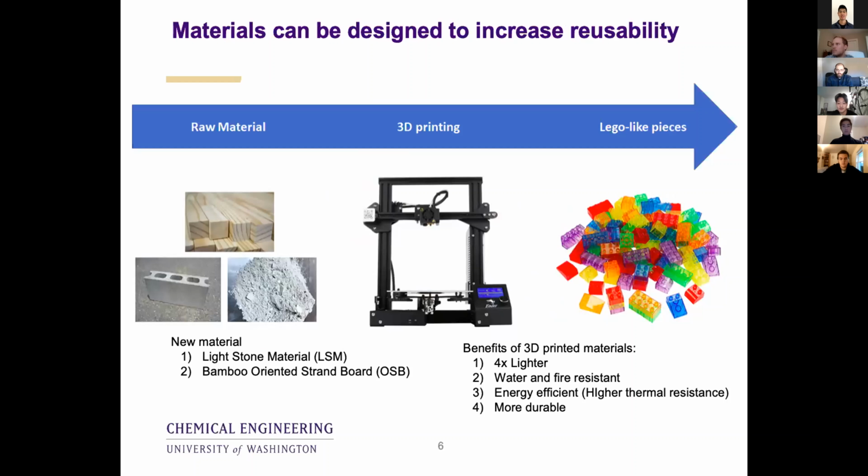We propose using 3D printers to control the shapes and sizes of new materials, such as light stone material and bamboo OSB to replace concrete and plywood. 3D printed materials are known to be 4 times lighter than similar concrete structures, water and fire resistant, energy efficient, and more durable. Also, because they were created using 3D printers, they can be designed so that we can easily assemble and disassemble the materials just like Lego pieces.